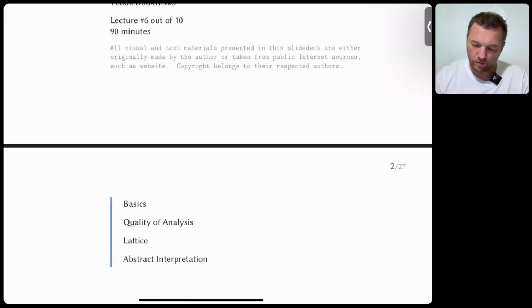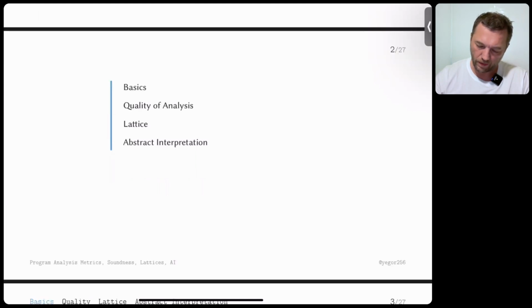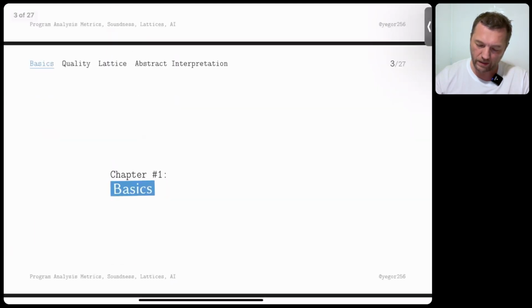How can we look at the qualities of programs, the properties of the programs, in order to understand what they do and whether they do what we want them to do or they do something else. This is the contents of the lecture. Let's start with the basics.